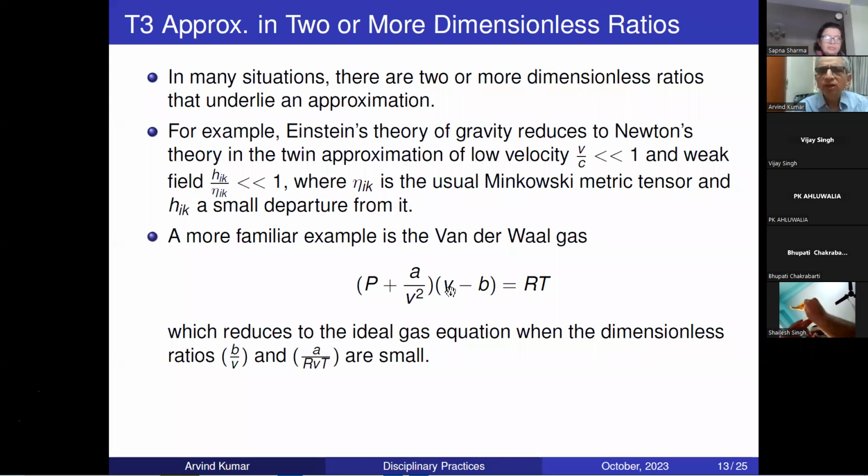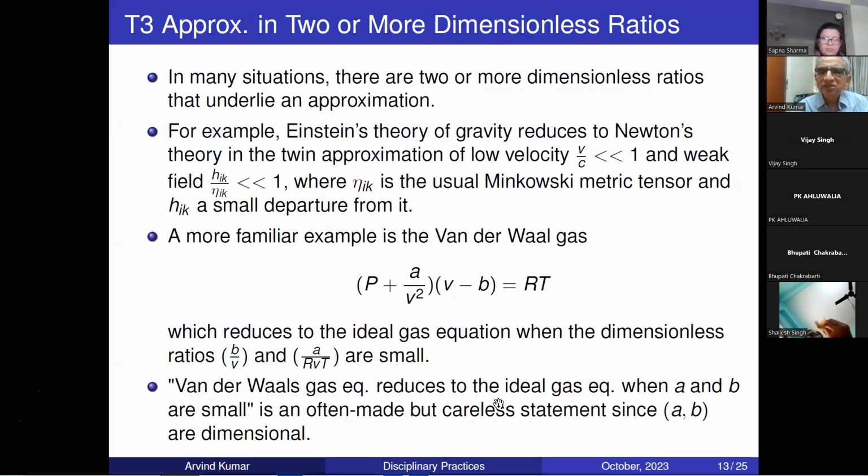It can be done orally. You just take V outside, so it will be 1 minus b by V, and a by V squared should be smaller than P. So a by PV^2 is the dimensionless ratio, and PV up to first approximation is RT. So these are the quantities that are small.